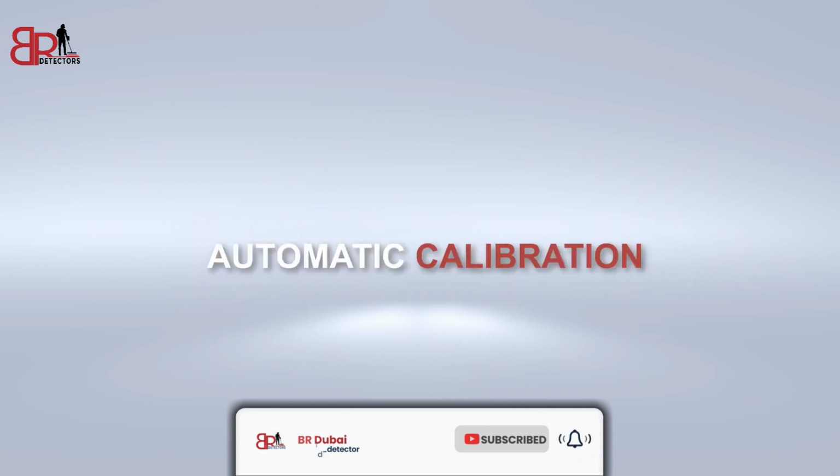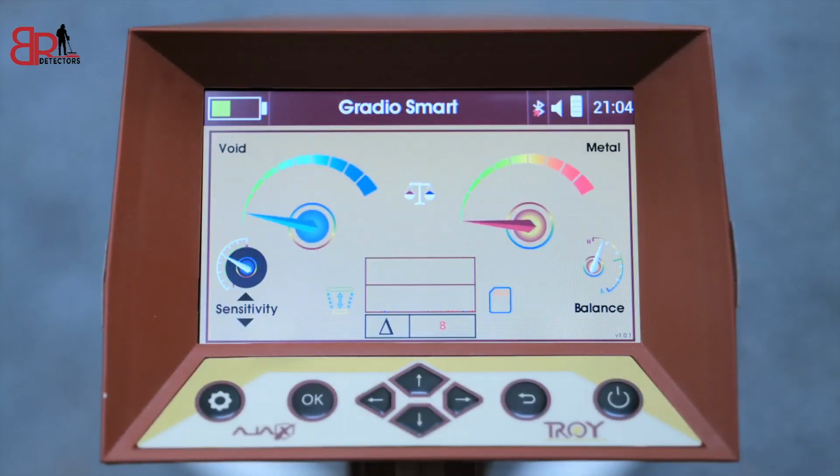Automatic calibration. Press and hold. The automatic calibration scale appears in the middle of the screen. Wait until the scale disappears. In this way, the automatic calibration has been completed successfully.